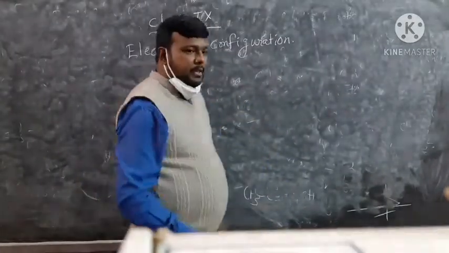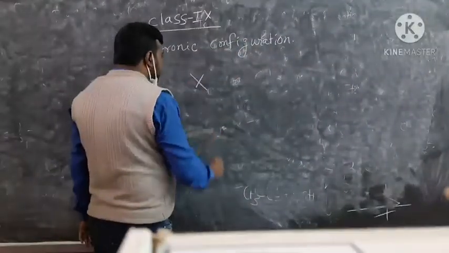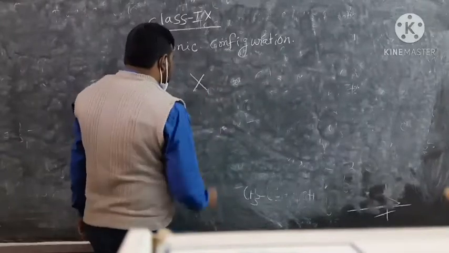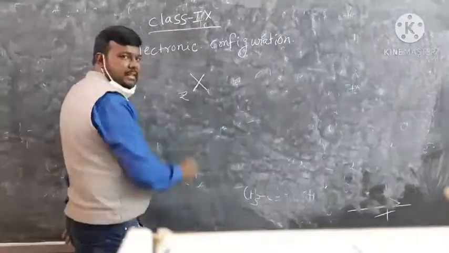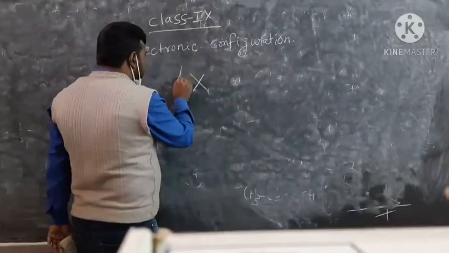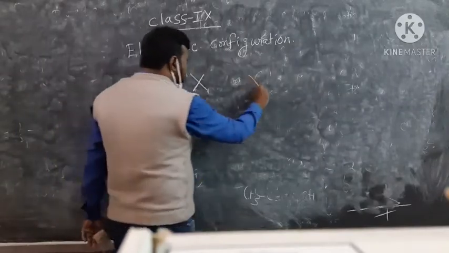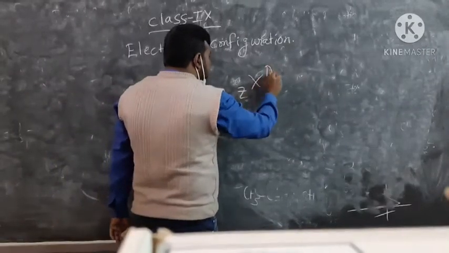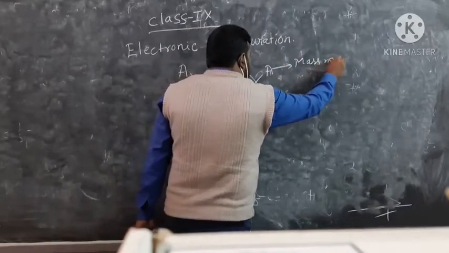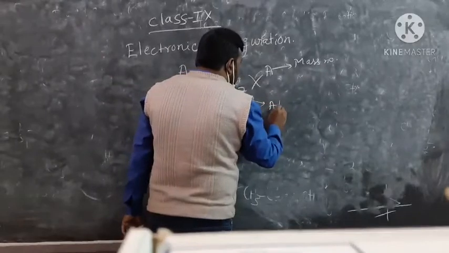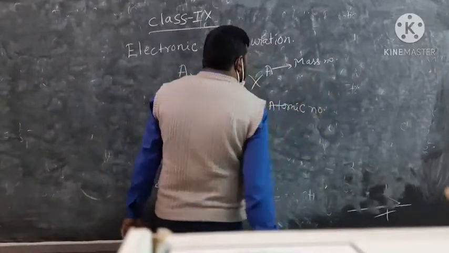Now, how can an element be represented? Let us take X as an element, and its atomic number is Z, so Z will be represented here. And if its mass number is A, so A should be represented here, in this form, or sometimes we can write it as ZXA. This is the mass number, and this is the atomic number. The mass number is sometimes called the atomic mass.